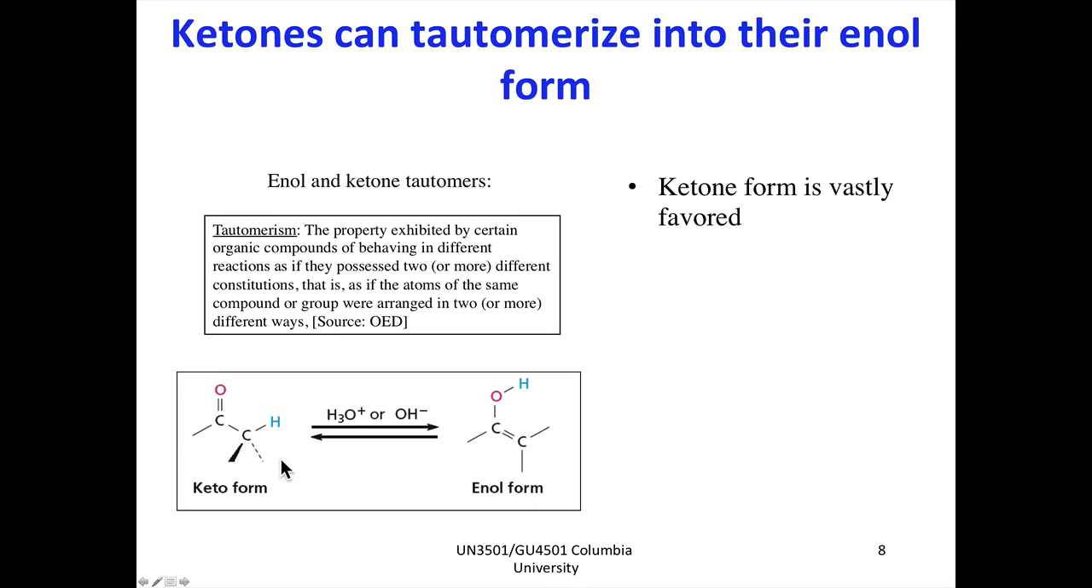So basically, we can have the proton either on the oxygen or the carbon, and it's two different species moving back and forth very rapidly. Now the ketone form is a lot more stable, but the enol form can be much more reactive. It is in terms of the carbon acting as a nucleophile.